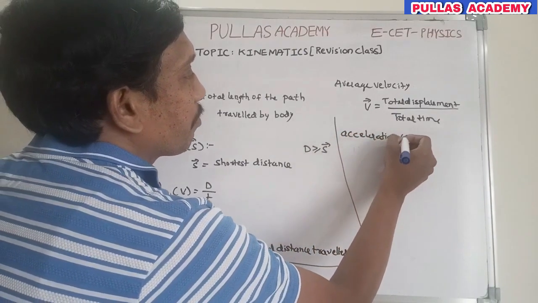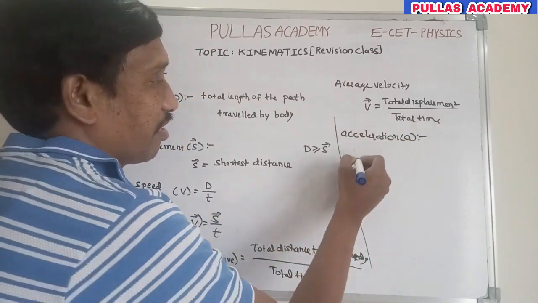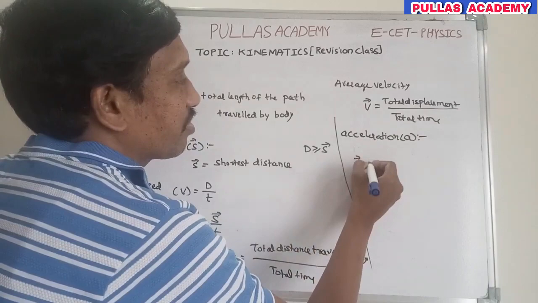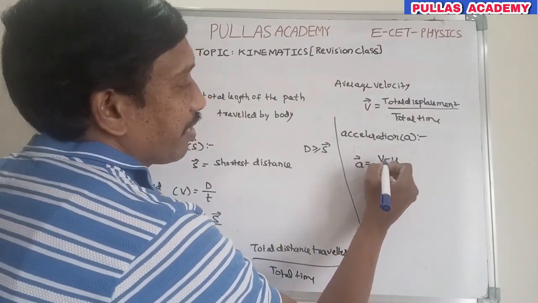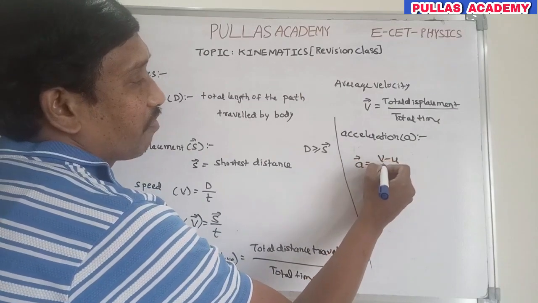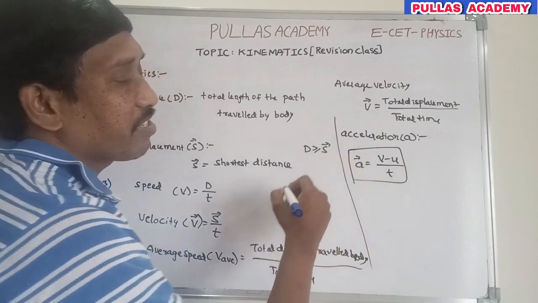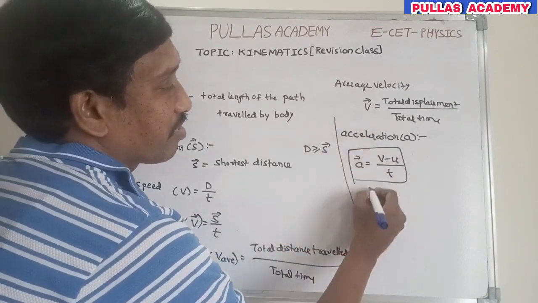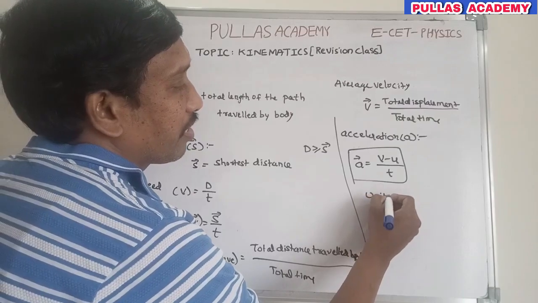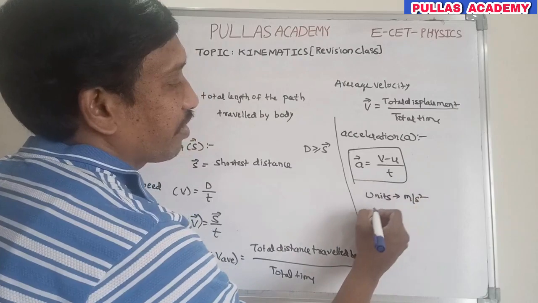What is acceleration? According to the definition, the rate of change of velocity is called acceleration. Acceleration is equal to change in velocity by time. u is the initial velocity, v is the final velocity, v minus u is the change in velocity, divided by time. So this expression stands for acceleration. Okay. Next, the unit of acceleration is meter per second by second, that means meter per second square.